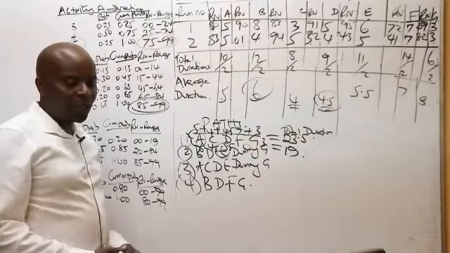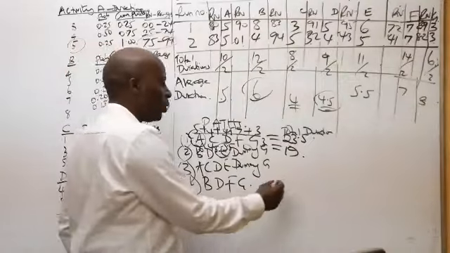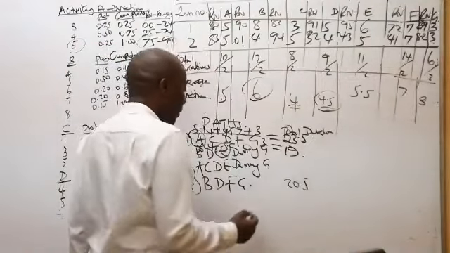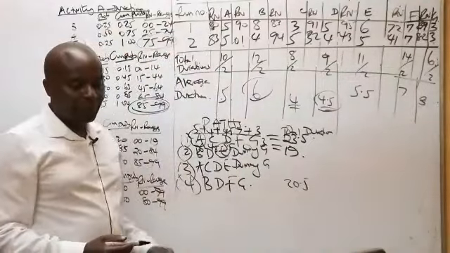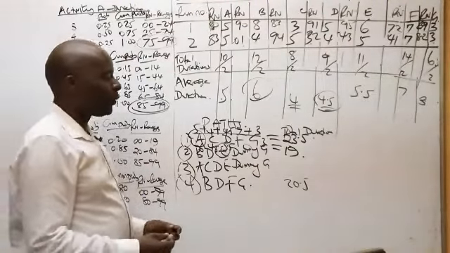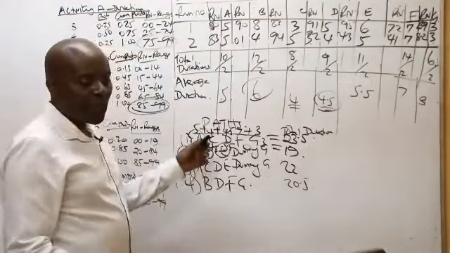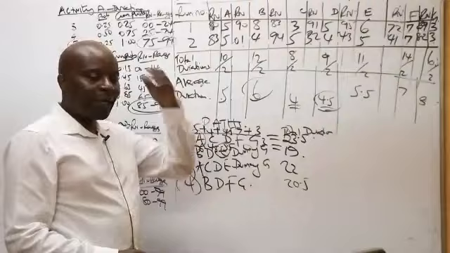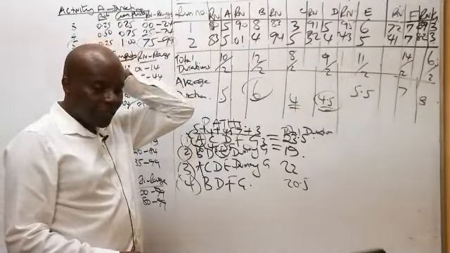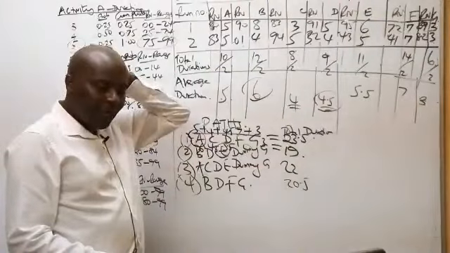Hiyo ni gani hiyo sasa? Path 4 is 20.5. How about path 3? 22, anasema 22. So ladies and gentlemen, which one is the longest path? It is still path number 1.